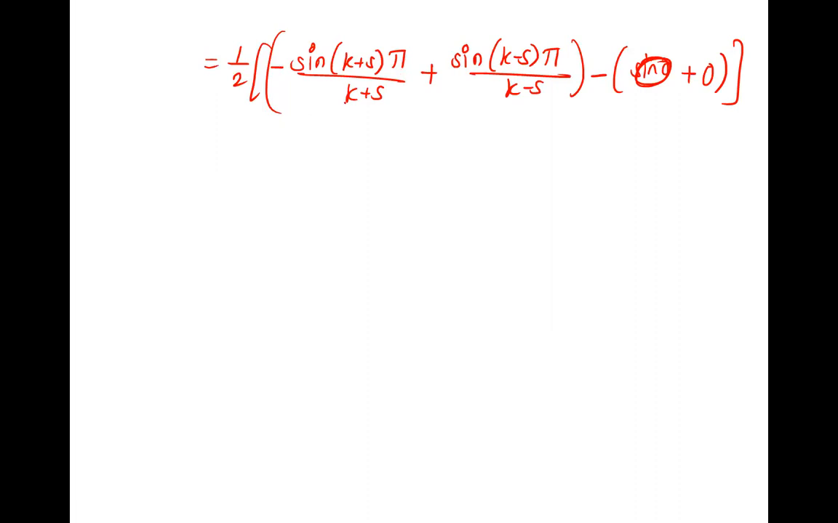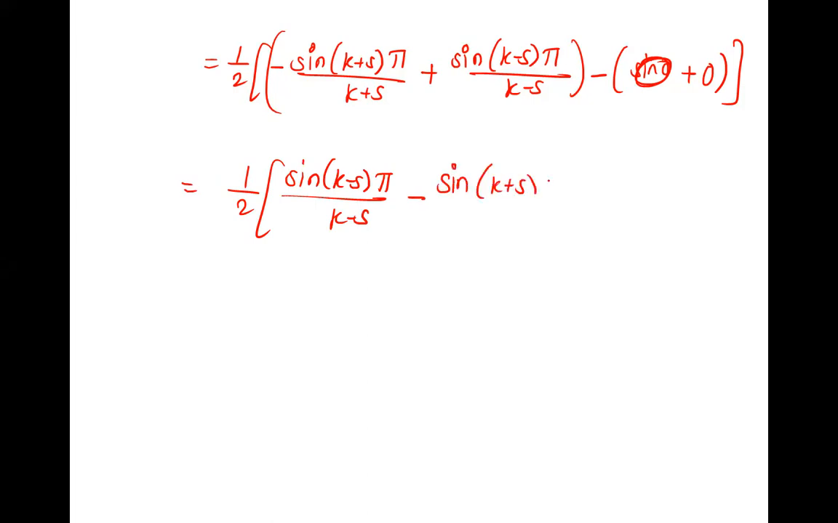Now what will be the answer? So let it be as it is. We don't know about these values. They are even or whatever. It depends on k and s. So we'll let them as it is and we'll write 1/2 of sine(k minus s)pi upon k minus s minus sine(k plus s)pi upon k plus s. That can be the answer.